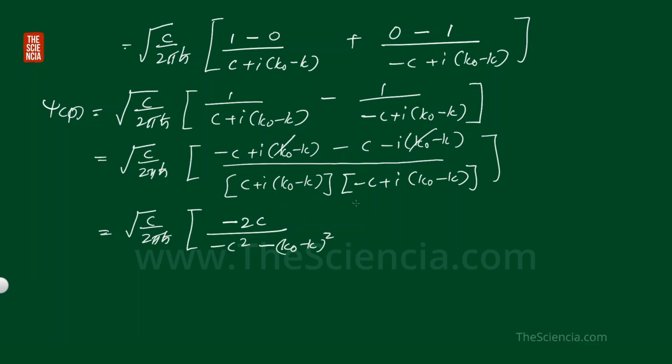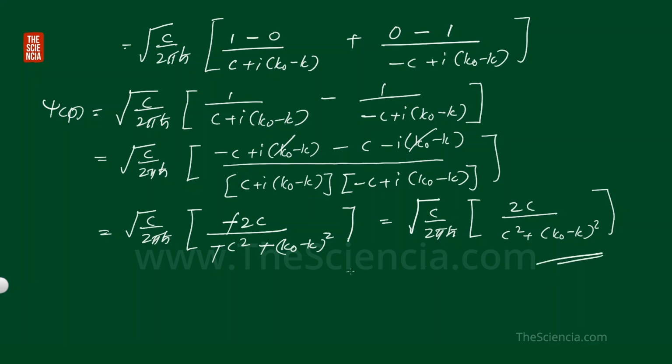other terms will cancel. So the final answer will be root c by 2 pi h cross into minus and minus will cancel, so 2c by c square plus (k0 minus k) whole square. Again you can simplify by cancelling this c and the 2. Okay, so this is the final answer.